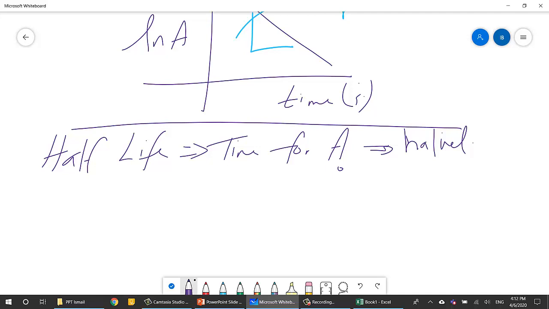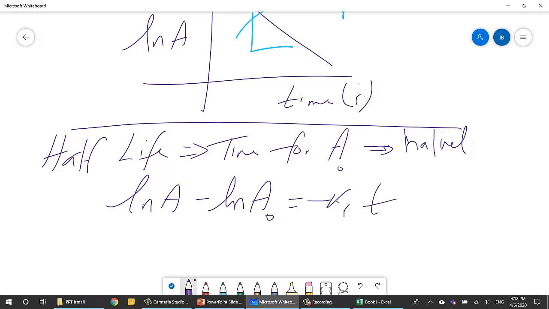So where the concentration of A, let's say we are starting with 10 moles. How long does it take for it to be 5 moles? That's the half-life. And therefore we can start with this: ln A minus ln A naught is equal to minus Kr t, and to find the t half. Now at t half, we have the concentration of A equal to half A naught. This is the idea.